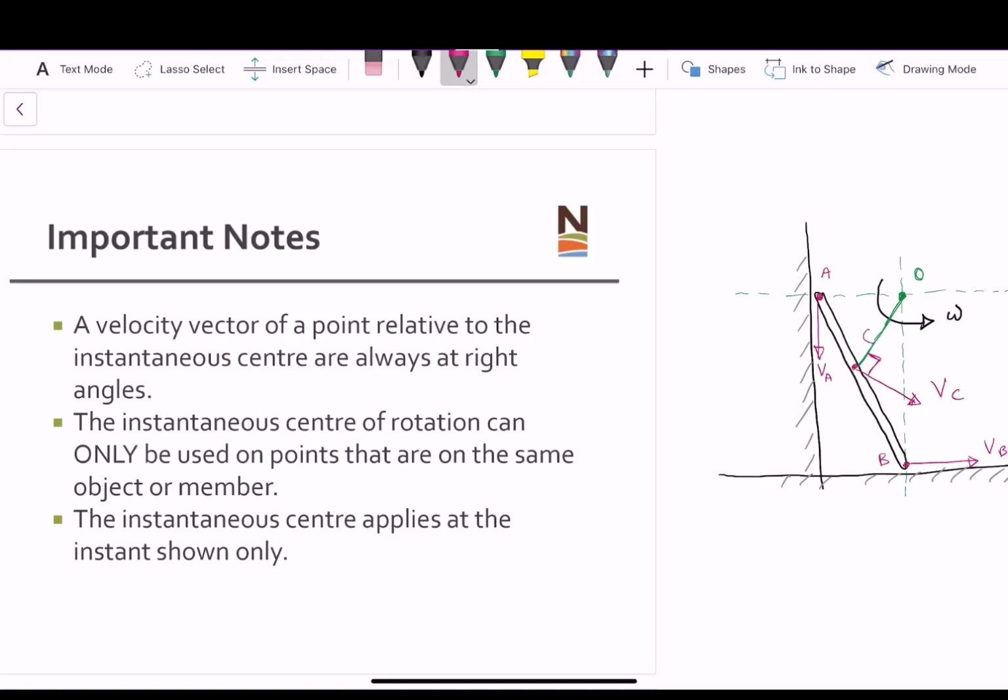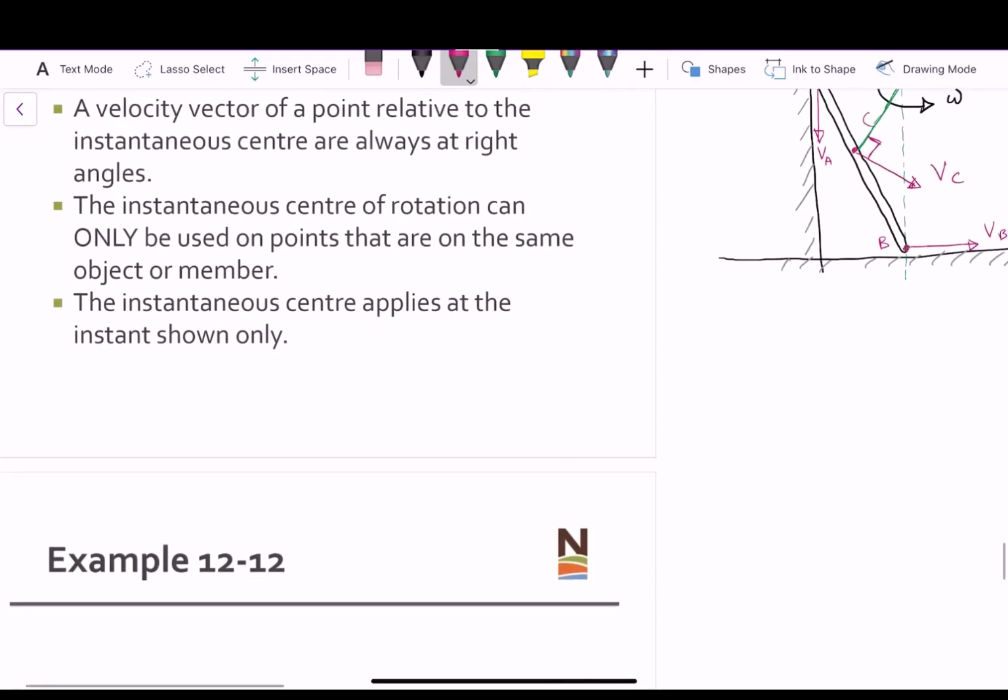And lastly, the instantaneous center applies, of course, at the instant only. It's easy in some cases to think, okay, well, it's at this point at time A, it's at this point at time B. Yes, but as soon as anything moves, that instantaneous center moves along with it. This is why it's called the instantaneous center of rotation. It's only for that particular instant.